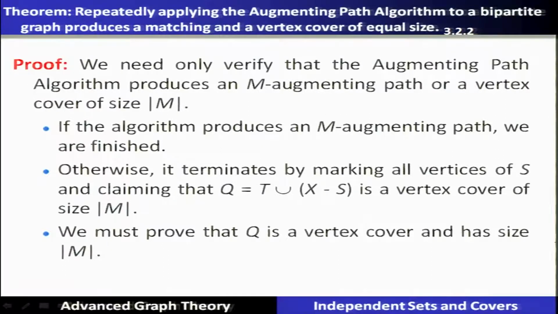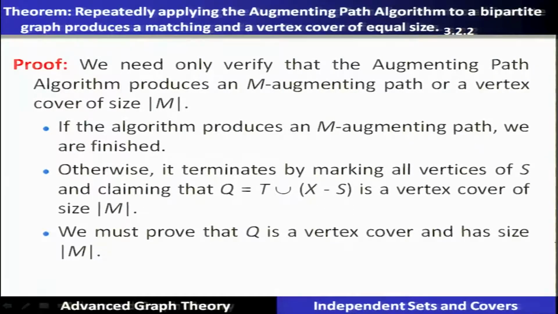The theorem says that repeatedly applying the augmenting path algorithm to a bipartite graph will produce a matching and a vertex cover of equal size. Let us see the proof. We need only to verify that the augmenting path algorithm produces an augmenting path or a vertex cover of size m, because every iteration is doing this. So, if the algorithm produces an augmenting path, then we are finished.